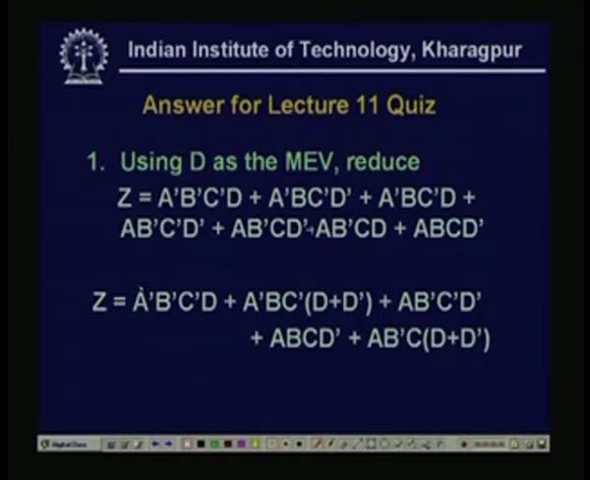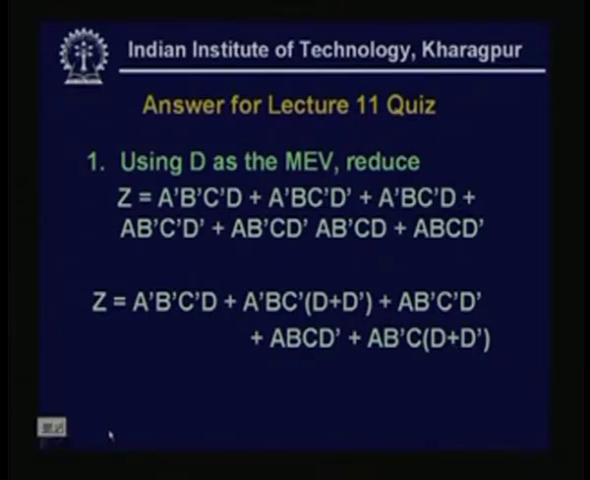Now, the second term A'BC' and the third term A'BC'D, we take A'BC' common, then it will be D plus D'. Now, AB'C'D' means the fourth min term, AB'CD' is the fifth min term, and similarly we can write the sixth and seventh together by taking AB'C common into D plus D'.